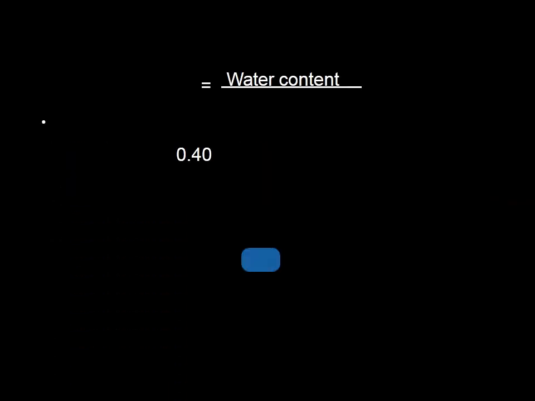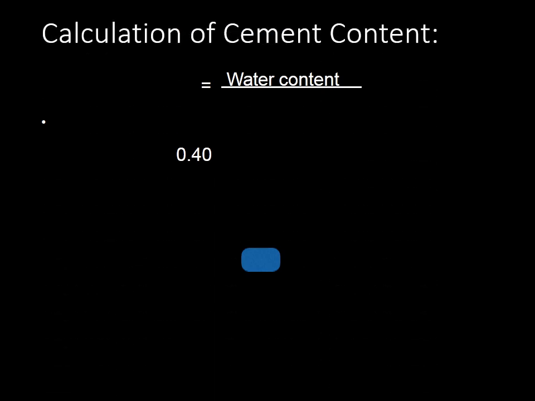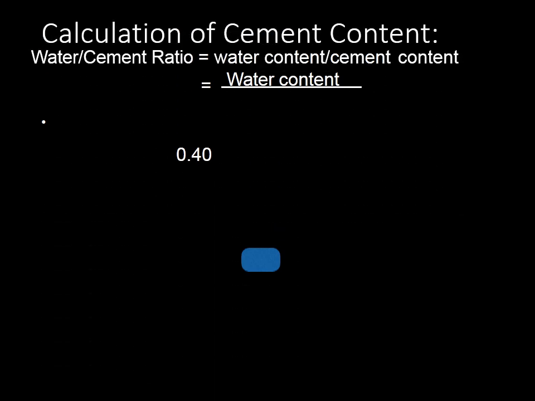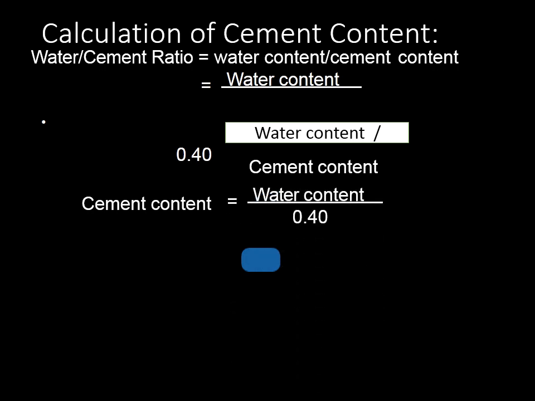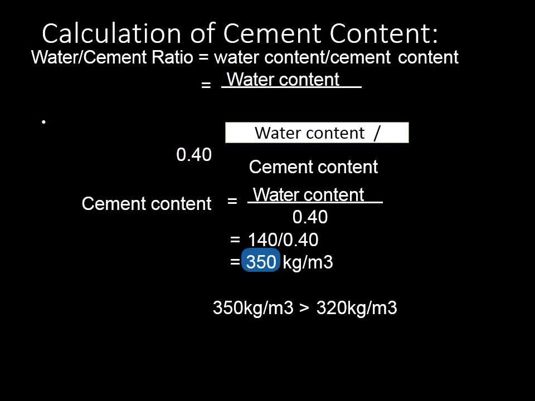Now we are talking about the calculation of the cement content. Water cement ratio is equal to water content divided by cement content. 0.40 is the water content divided by the cement content. So cement content is water content divided by 0.40, which is 140 divided by 0.40, that is 350 kg per cubic meter. As we are planning for 320 kg as per IS code, it will be around 350 kg per cubic meter.